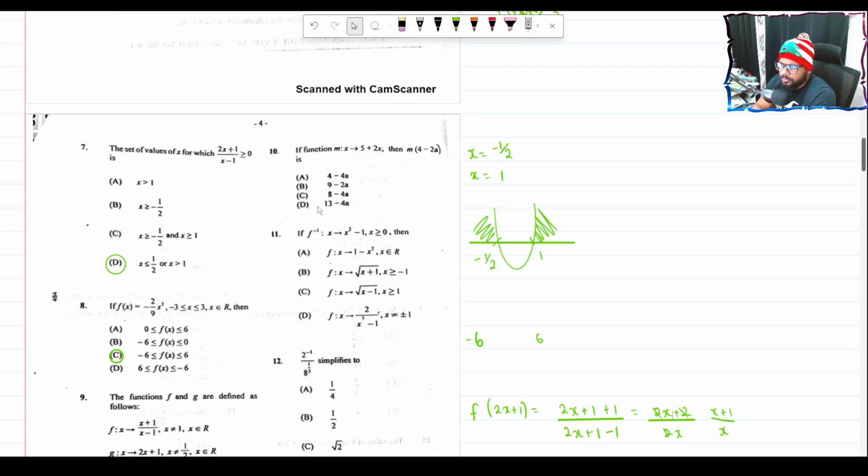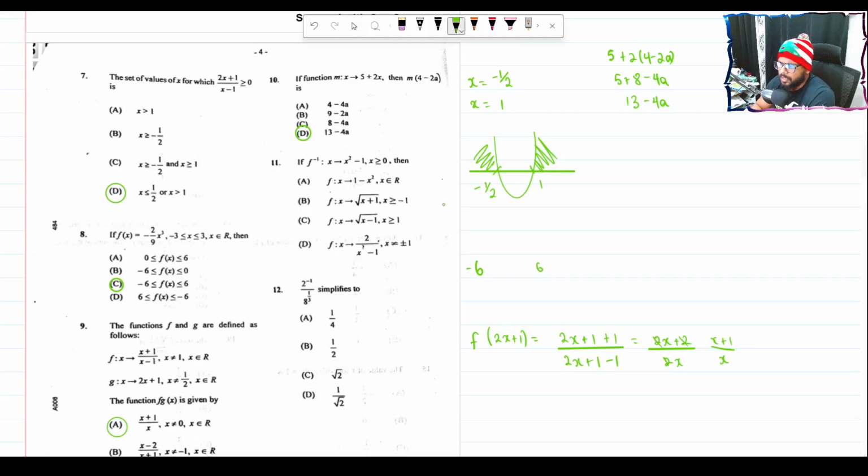The function m of 4 minus 2a is going to be 5 plus 2 into 4 minus 2a, 5 plus 8 minus 4a. 8 and 5 I believe is 13. 13 take away 4a is my answer.